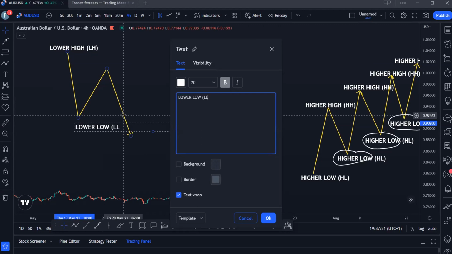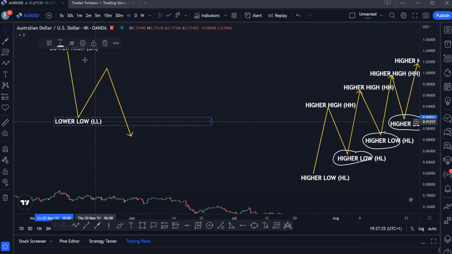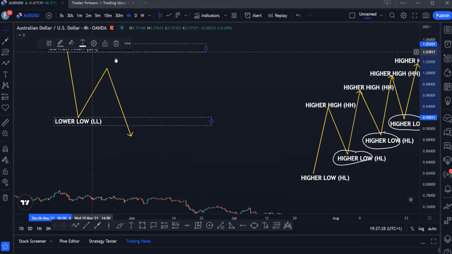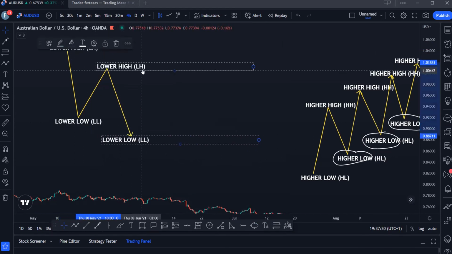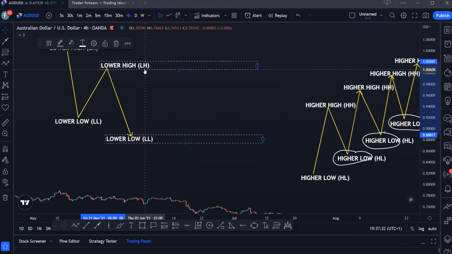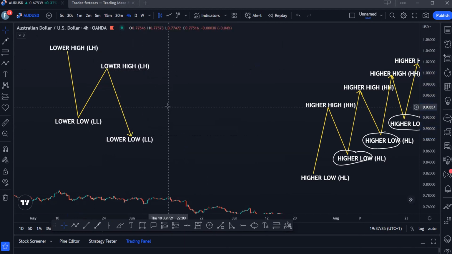Lower low right here. Okay. And then this is lower high and lower low right here. Okay. So this is how a downtrend looks like in its most basic form. Are we together, guys? Let me know if you understand this so far. Type in a yes in the chat box if you understand what I'm saying so far.